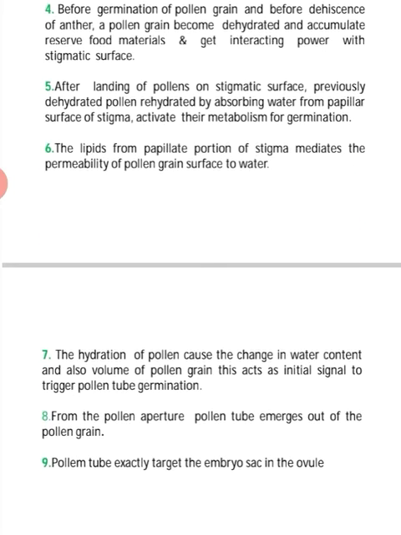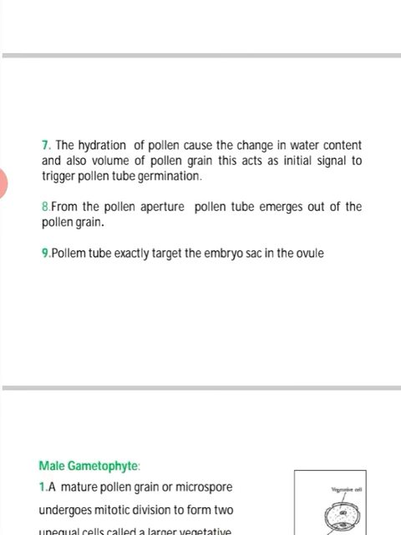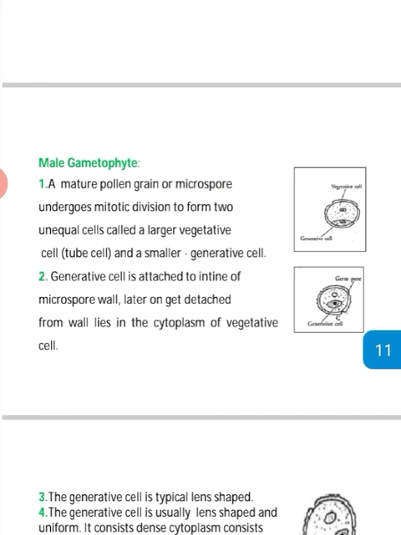The lipids from the papillate portion of the stigma mediate the permeability of the pollen grain surface to water. The hydration of the pollen causes a change in the water content and also volume of the pollen grain. This acts as an initial signal to trigger the pollen tube germination. From the pollen aperture, the pollen tube emerges out of the pollen grain. The pollen tube exactly targets the embryo sac in the ovule.